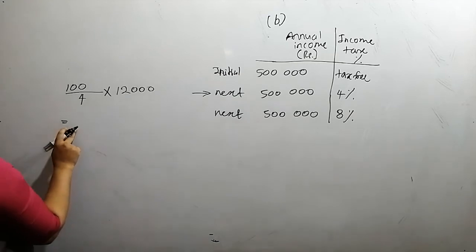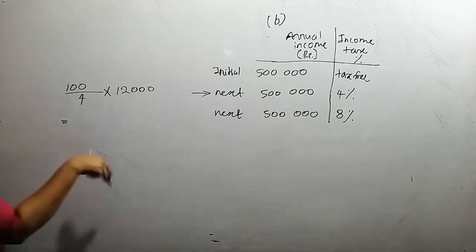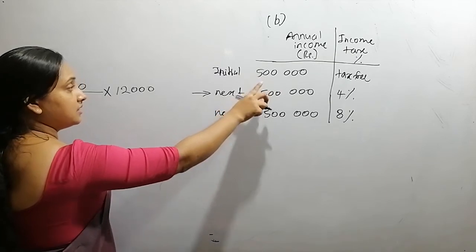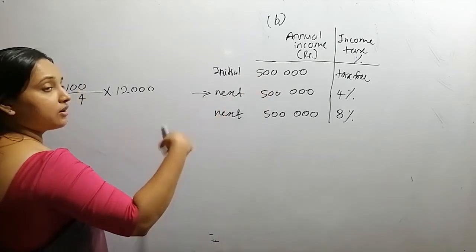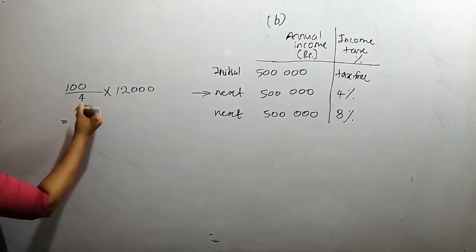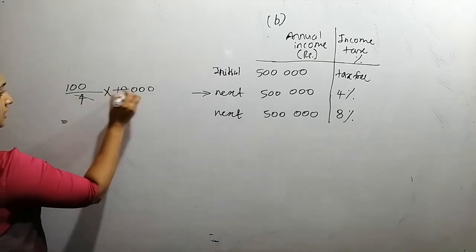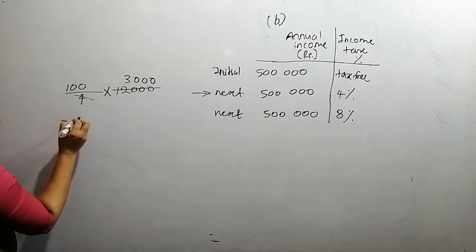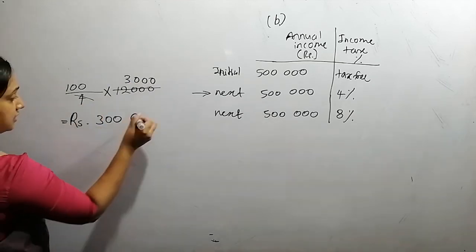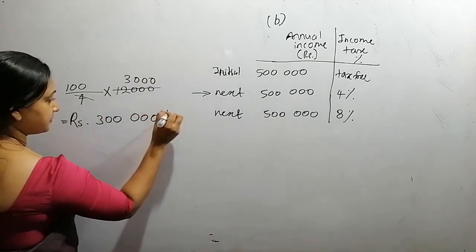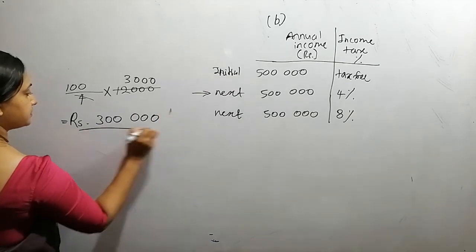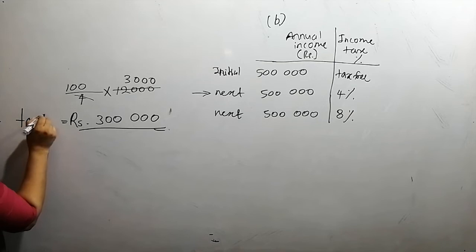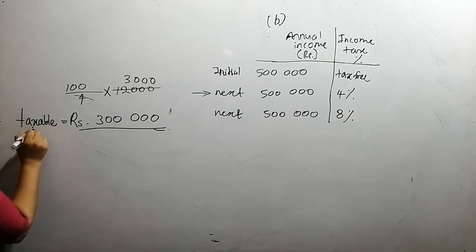The taxable income means, other than 500,000 rupees, what is the extra amount of the income? Then you can simplify here, and it is 300,000 rupees. This is the taxable income.